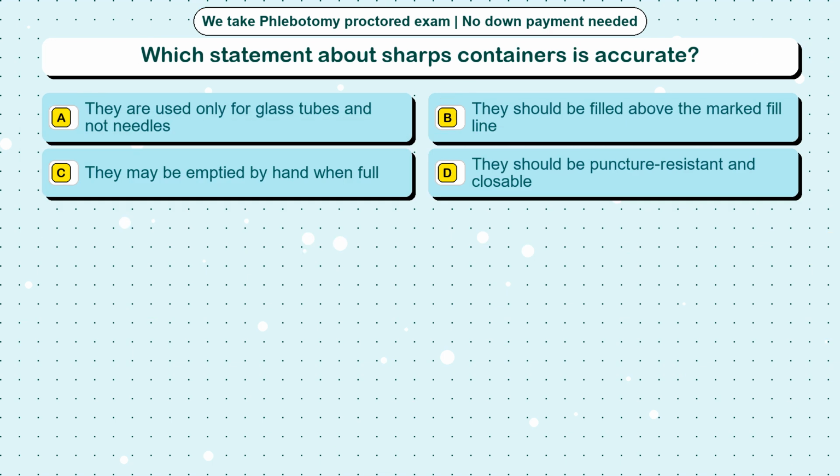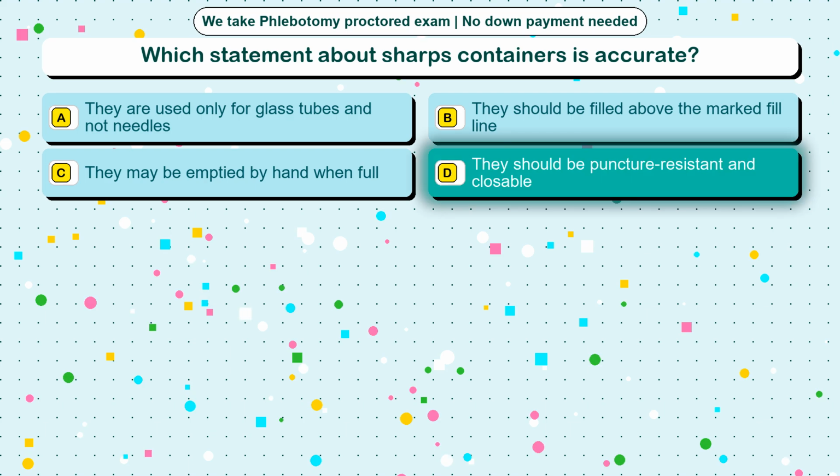Question 90. Which statement about sharps containers is accurate? Option A, they are used only for glass tubes and not needles. Option B, they should be filled above the marked fill line. Option C, they may be emptied by hand when full. Option D, they should be puncture resistant and closable.